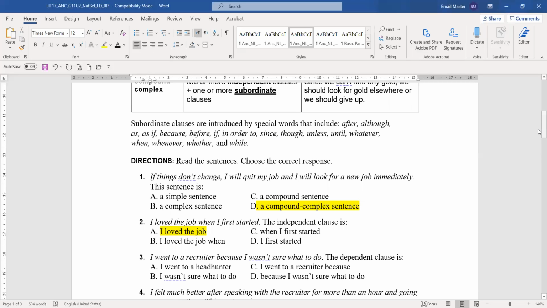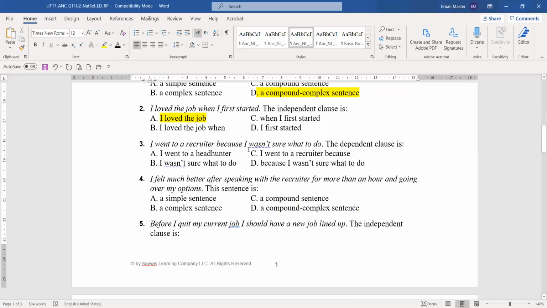Number 3, I went to a recruiter because I wasn't sure what to do. So because I wasn't sure what to do cannot be used on its own. It doesn't make sense. A dependent clause is asking, which means we cannot use it on its own. It needs somebody next to it, like a friend. So because I wasn't sure what to do is the dependent clause.